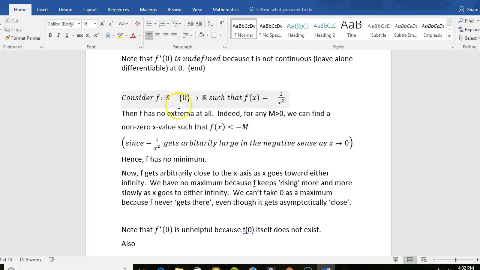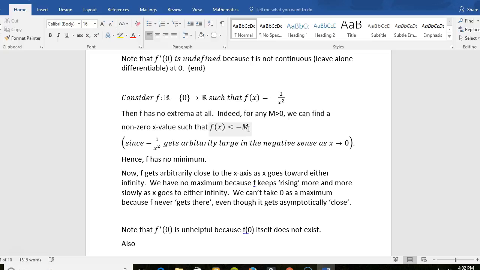consider f, a function on the non-zero reals into the reals, such that f of x equals negative 1 over x squared. Then f has no extrema at all. Indeed, for any positive m, we can find a non-zero x value such that f of x will be less than negative m. So we don't have any extrema.